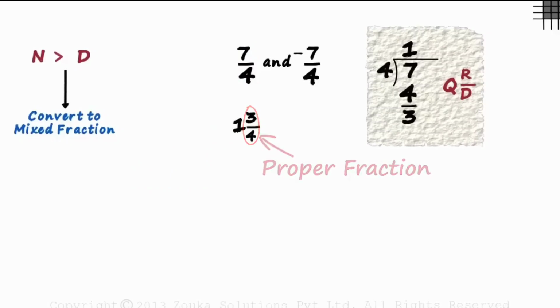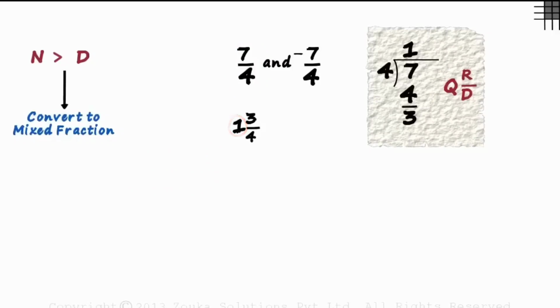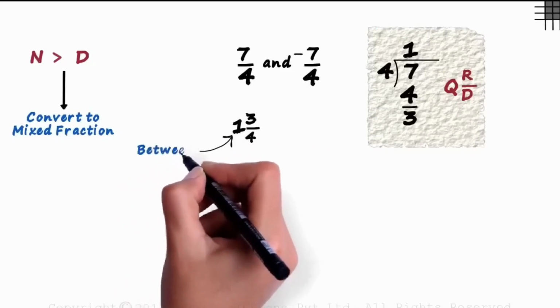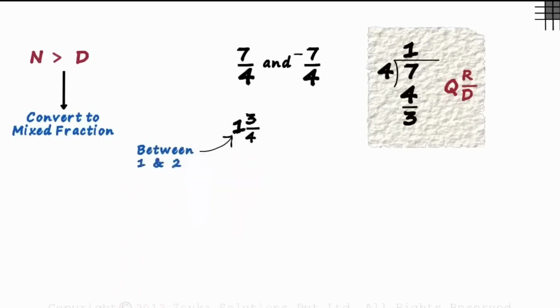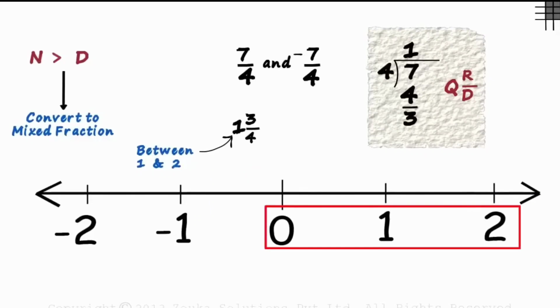Each of the three numbers 1, 3 and 4 tell us something about where 7 by 4 is plotted on the number line. The whole number part tells us the position of 7 by 4. So 1 tells us that the rational number 7 by 4 is between itself and the next whole number. The next whole number is 2. So we know that 7 by 4 is between 1 and 2. So we draw the number line accordingly with just 0, 1 and 2 marked.